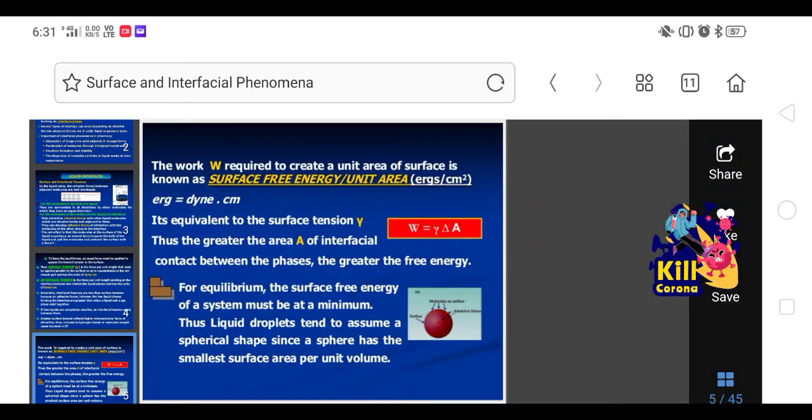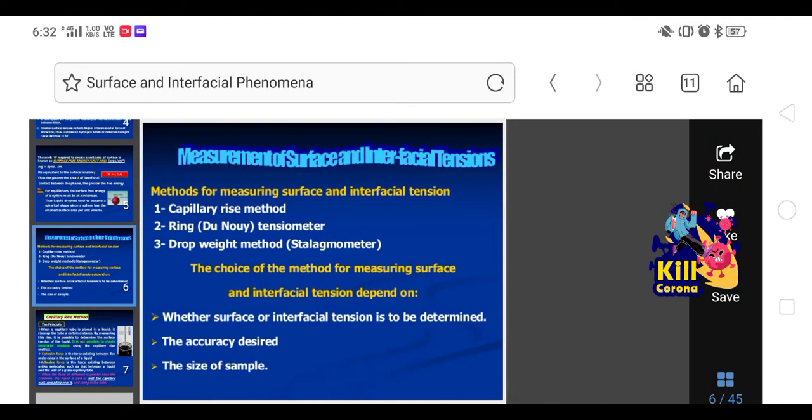Now, the work W required to create a unit area of surface is known as surface free energy, energy per unit area. And it is measured in erg per centimeter square, right? So when you do work on the surface, then at equilibrium the surface energy should be minimum. So the liquid droplet assumes a spherical shape, and the smallest surface area should be achieved, right? Now this is a little bit of the theoretical part.